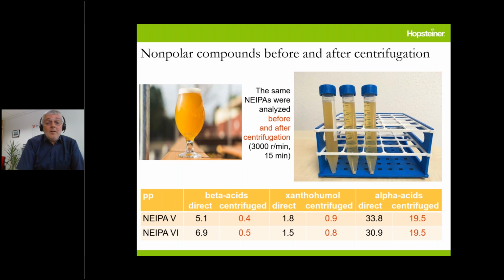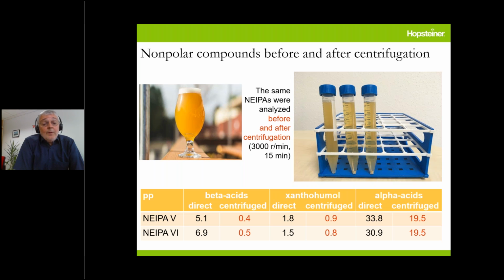And in the next table, I show you the more non-polar compounds at first. So the beta acids, xanthohumol, and alpha acids. The direct analysis before centrifugation gives results. I only have here the example of the 2 New England IPAs with the highest beta acids concentrations, because here you can see the effects the best.